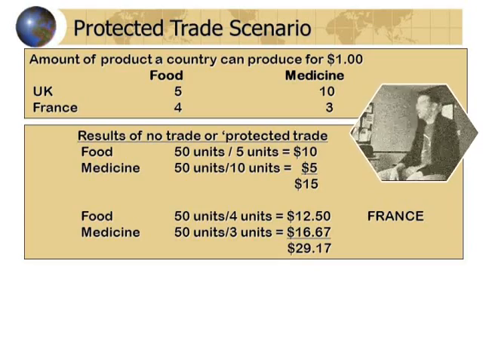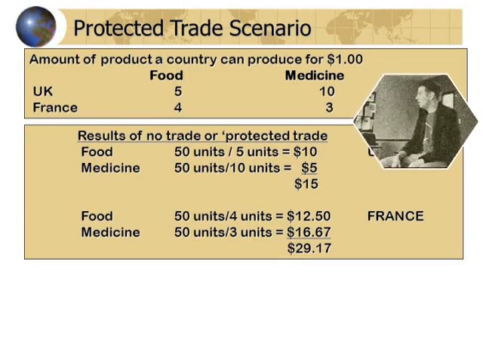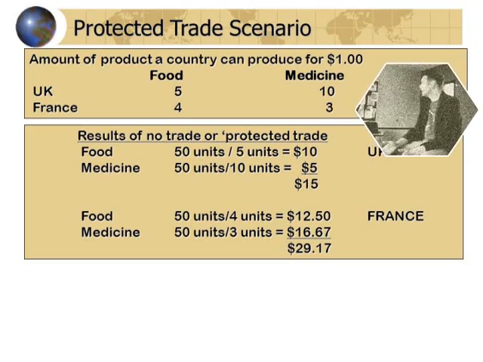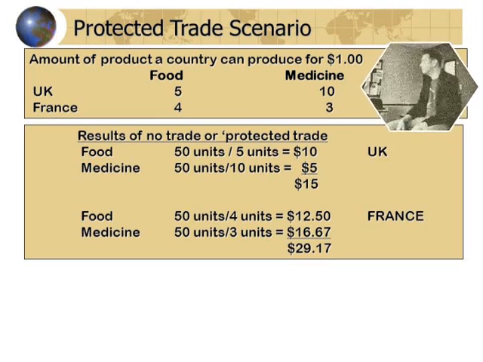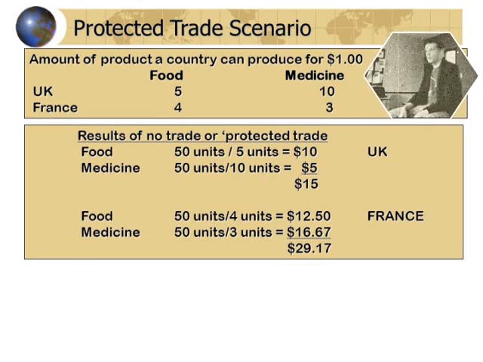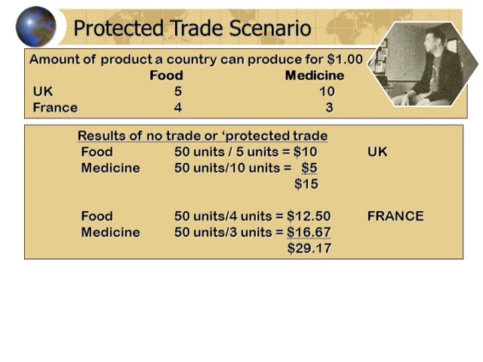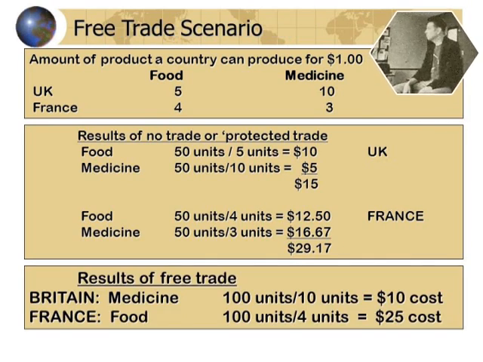So if you follow the logic, the result of free trade is that the UK now has to make 100 units of medicine. That is, make 50 for their country and export the other 50, right? And France is going to do the same thing for food. They're going to create 100 units, 50 for their population, but also export the other 50 of food. At 10 units for a dollar, it costs the UK $10 to make all of the medicine for the entire system. And France, if they specialize in food and make 100 units at 4 for a dollar, it's going to cost them $25.